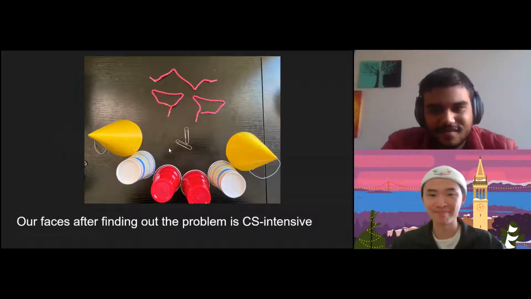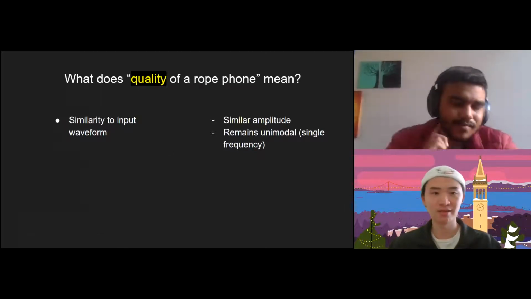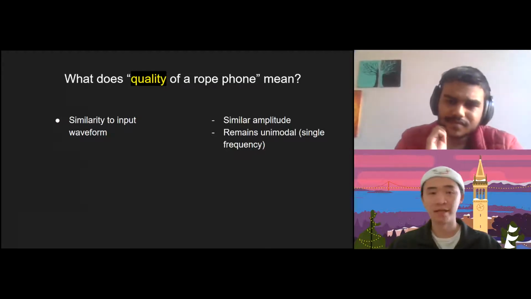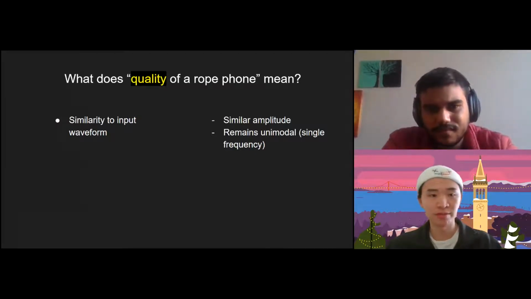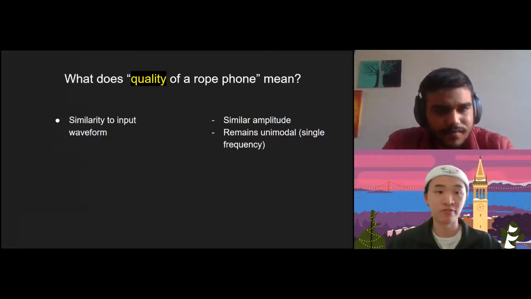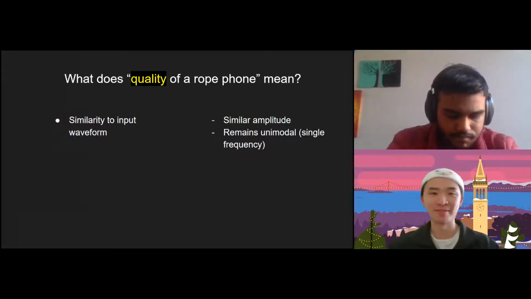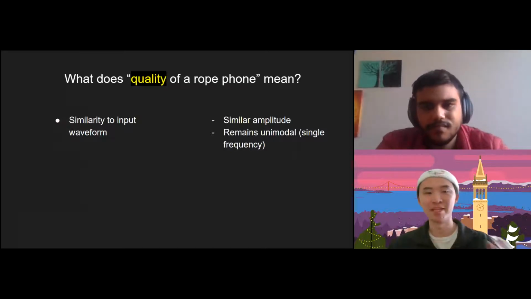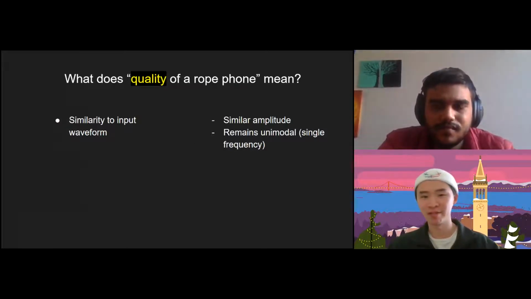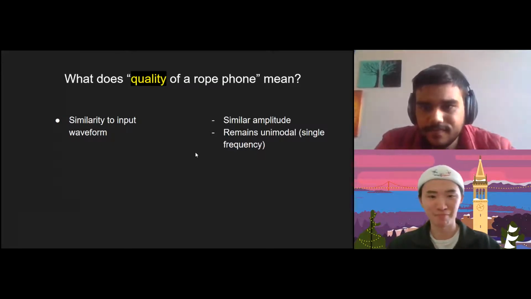The problem is to try to figure out what makes a good rope phone and to design a good rope phone. Which means that we need to define quality. One way that we could define it is to see how similar the output is to the input waveform. Specifically, we look at amplitude and frequency, which my teammate is going to talk about later.